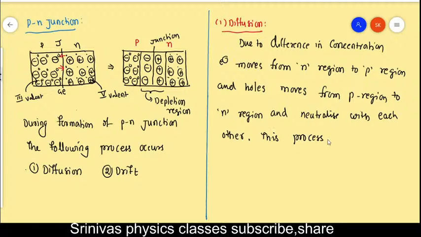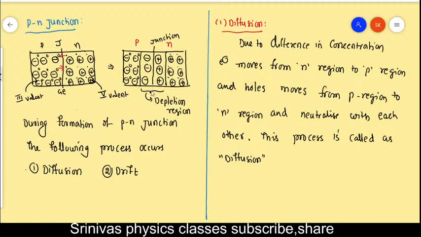In this process, what happens? On both sides of the junction, immobile negative and positive ions form. Is it right? Junction means what? A layer which separates the two regions. One side P region is there, other side N region is there. That is the junction. And now on one side negative ions form and on the other side positive ions form.